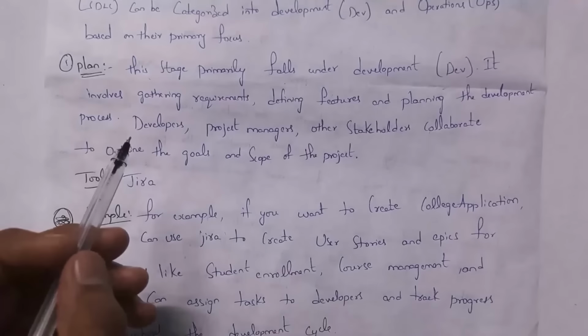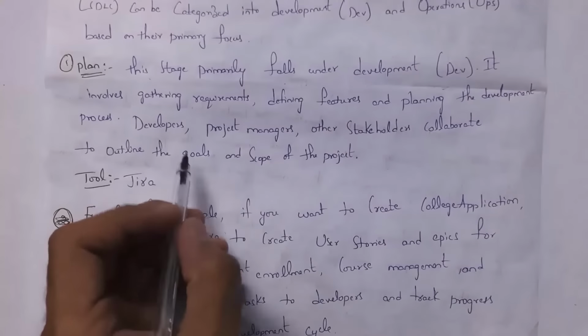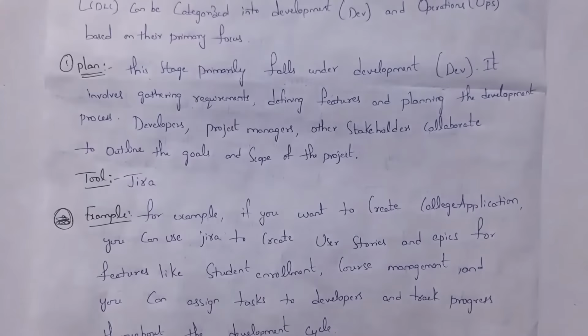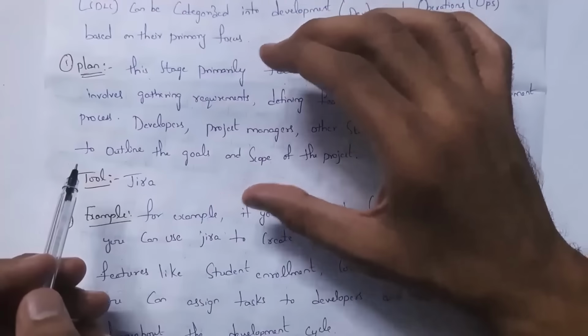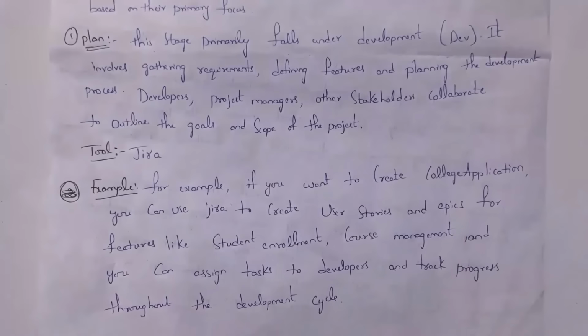In this, developers, project managers and all employees will collaborate with each other and they will design the goals and scope of the project. In DevOps, for this planning phase, they will use the Jira tool. Guys, this is a real-time example of the planning stage. For example, I said that I want college software. So it is considered an Epic.